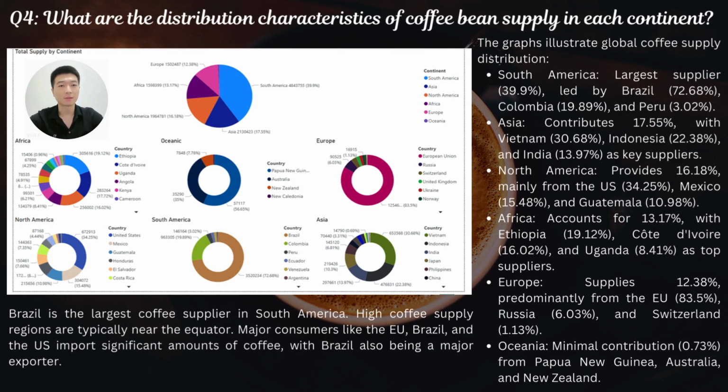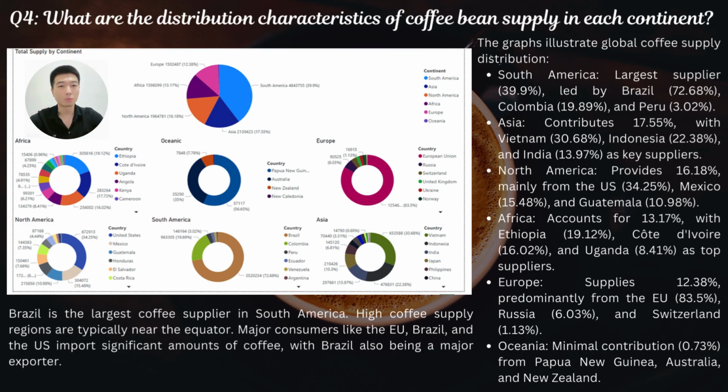Fifthly, Europe accounts for 12.38% of the total supply. Leading suppliers are the European Union, Russia, and Switzerland. Finally, Oceania accounts for 0.73% of the total supply, with major suppliers being Papua New Guinea, Australia, and New Zealand.